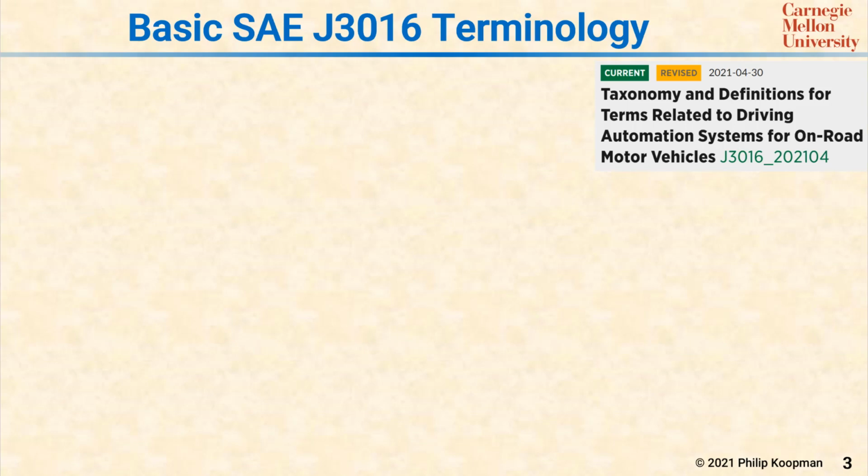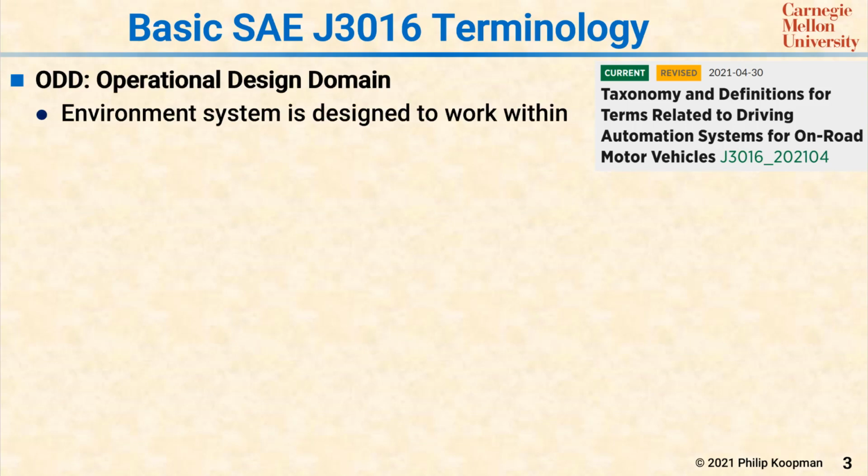The first term is ODD, Operational Design Domain. The ODD is the environment the system is designed to work within. That would include not only geographic constraints, but also lighting, weather, and other factors of the environment that the system is intended to be able to handle.